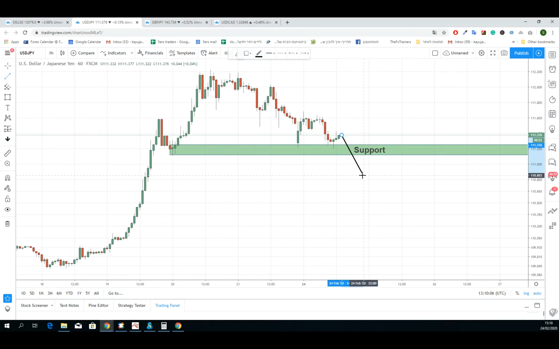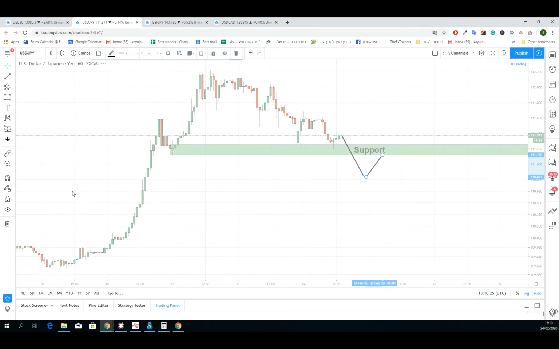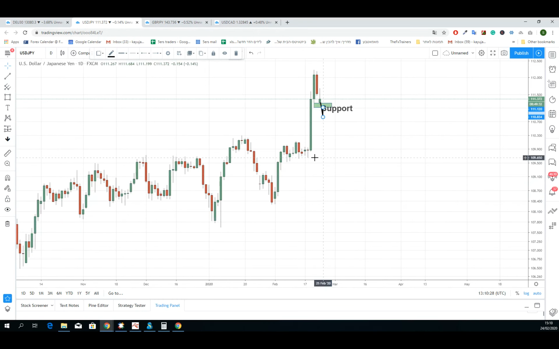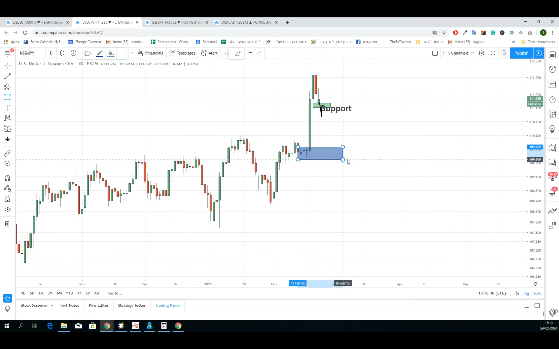I'll just try to show you what I'm looking for. Something like this. The breakout of this support will give us the indication that the price is most likely on its way to this area at the bottom. We are going to switch to the daily chart and it will be much clearer. You can see the three little candles here at the bottom. This is exactly how a demand looks.